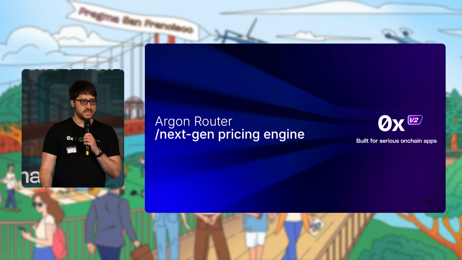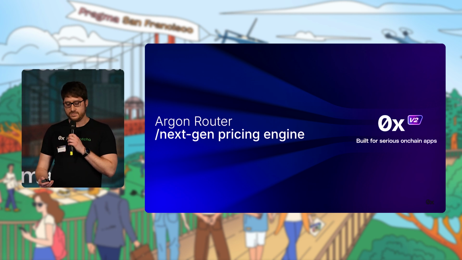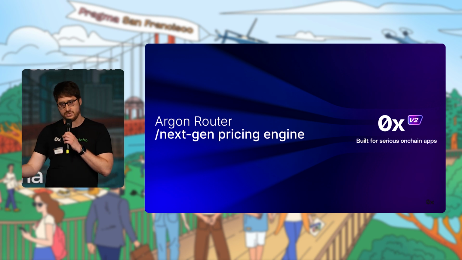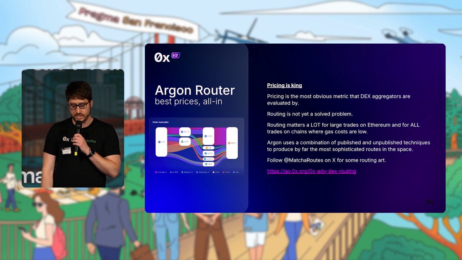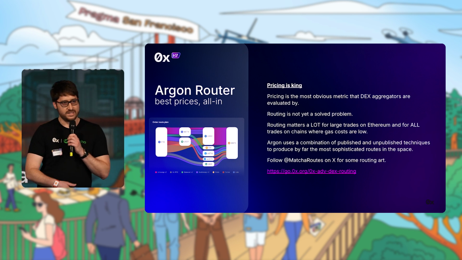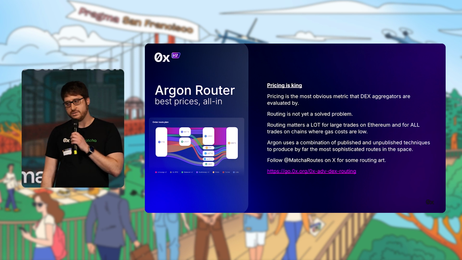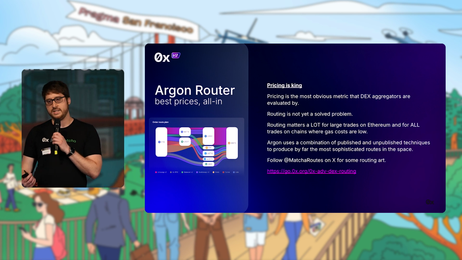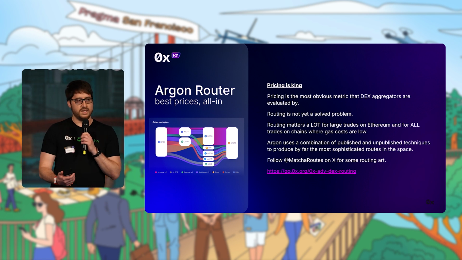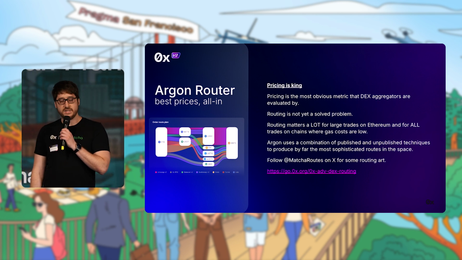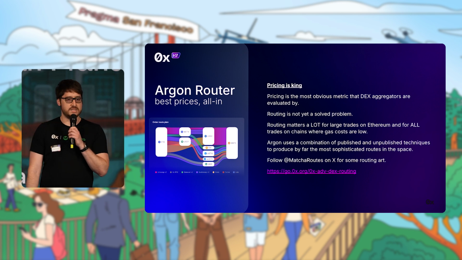First things first is the pricing engine. Pricing is, well, Argon is the name of the router that we use internally and externally. It's a very fancy pricing engine. Pricing is king. Everyone knows that generally, if you're using a DEX aggregator, you're doing it to get a better price. It's the first thing that comes to mind. It's table stakes to have very, very good pricing. And it's a very difficult problem. Routing is not a solved problem.